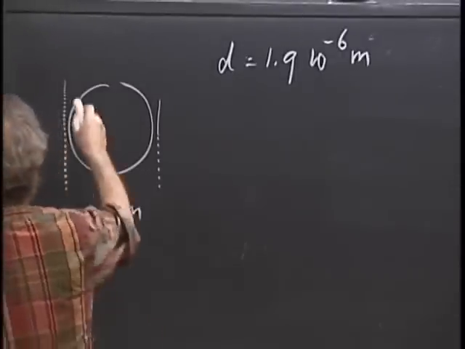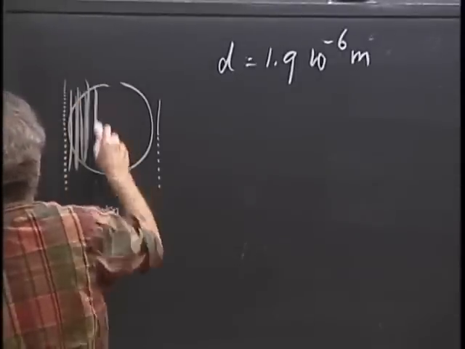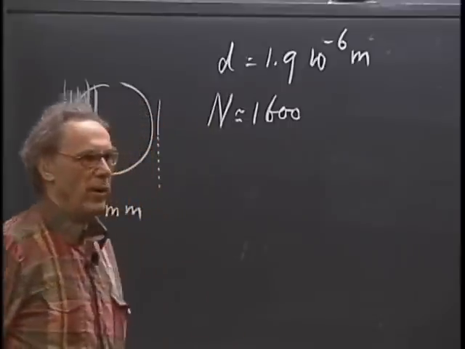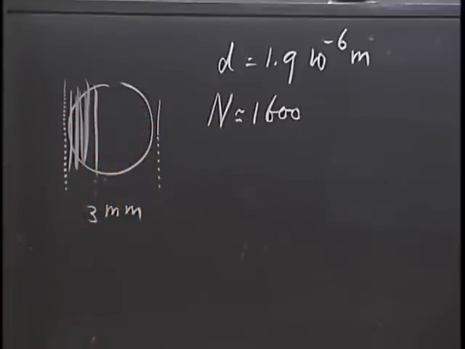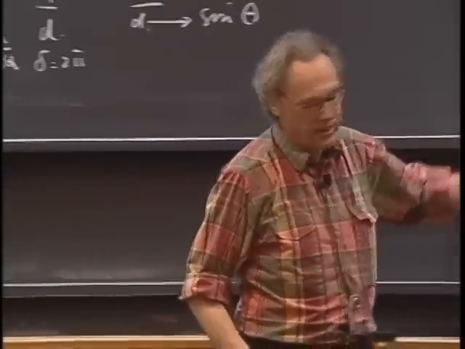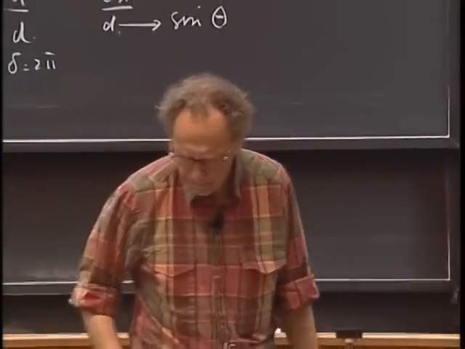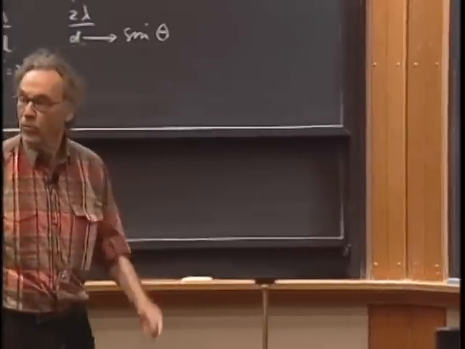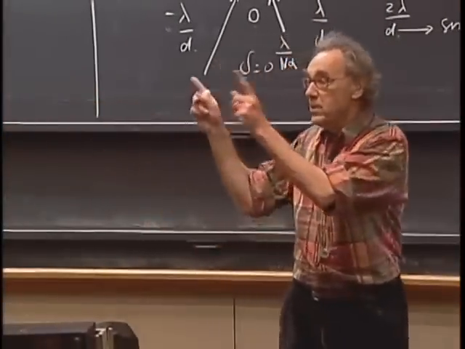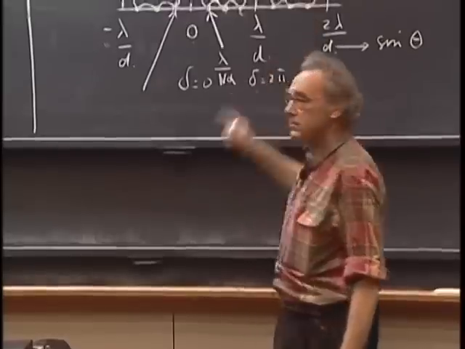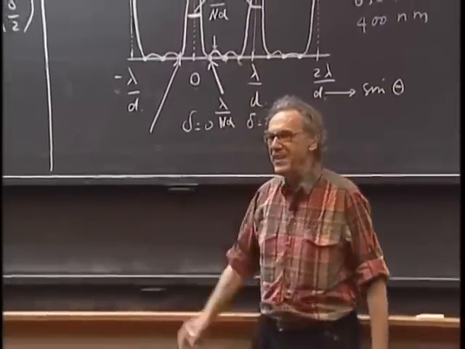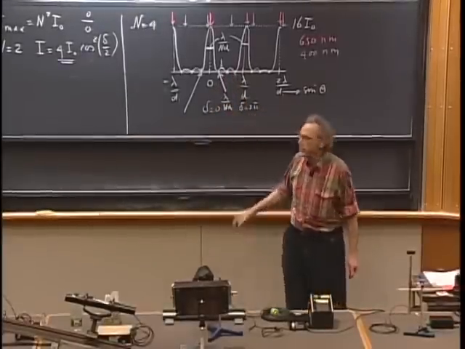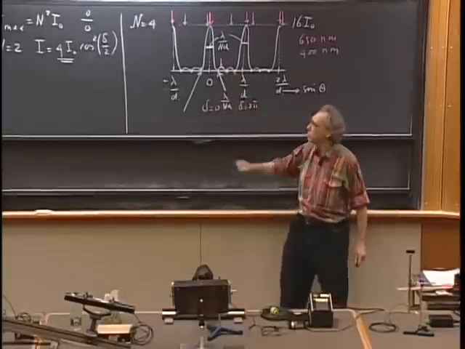So I can calculate now how many of those lines I have here in the 3 millimeters. And I end up with n is about 1,600. So when I shine my laser beam through my grating, I use effectively 1,600 of those lines. And I can calculate now what the angles are where on the screen there, on the wall, those maxima will fall. And by the way, there will be 1,599 of these zeros in between. And these minima are so small that you won't even see them. You'll only see the maxima.